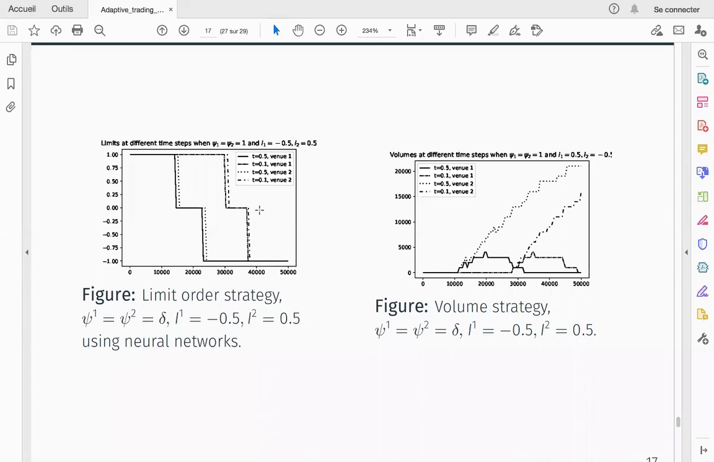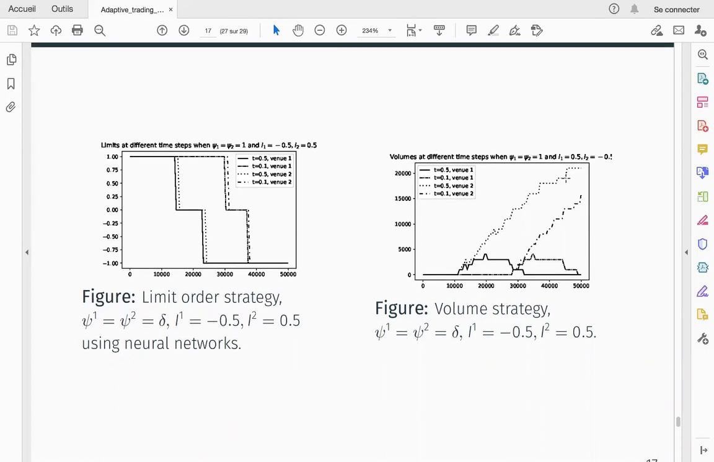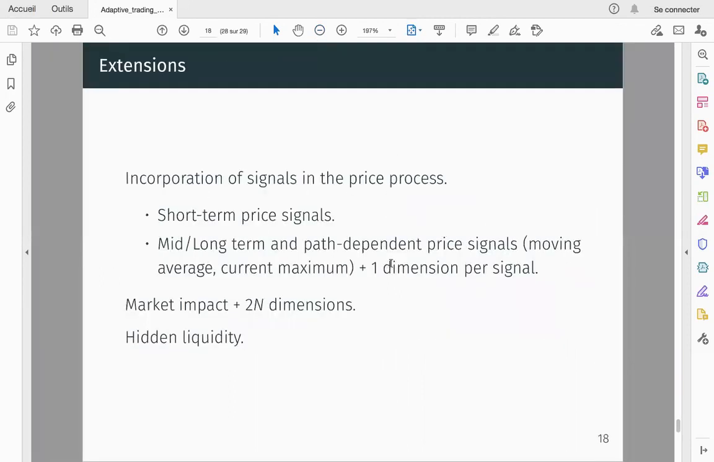So on the right-hand side, you can see that he posts the vast majority of the volume on the second venue because he has more favorable execution conditions because of the imbalance. And for a low Q, he will try here between 10K and 30K roughly to collect spread from both the venues. And I will conclude on two things.